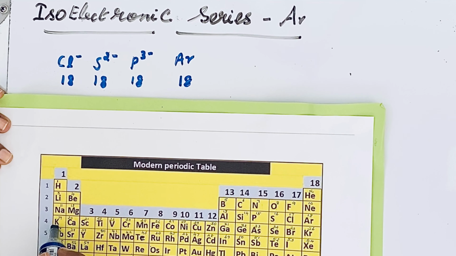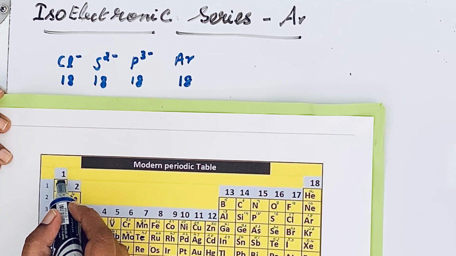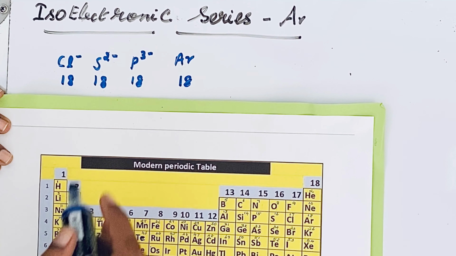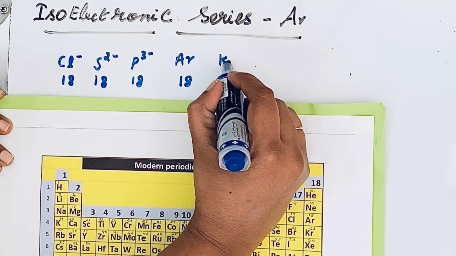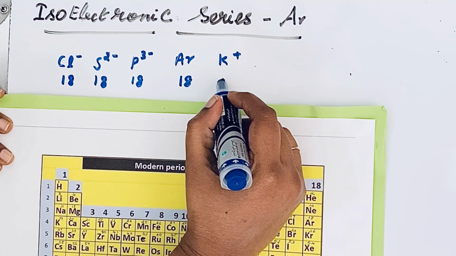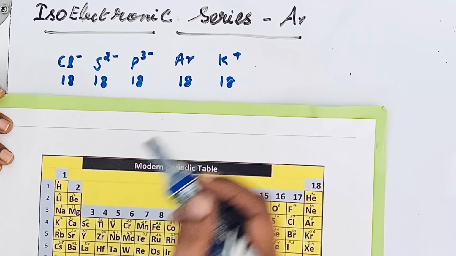So come to potassium. Potassium is in the first group, so the number of valence electrons is only 1. So potassium loses only 1 electron and forms K plus. What happens to the number of electrons? The atomic number is 19. 19 minus 1, 18. Losing an electron.